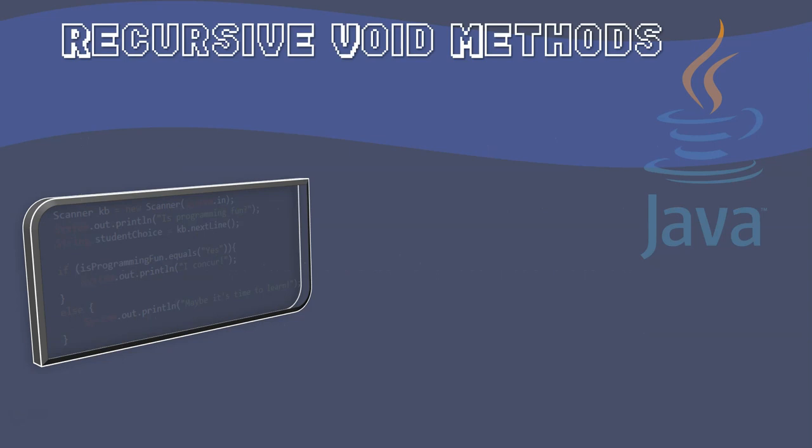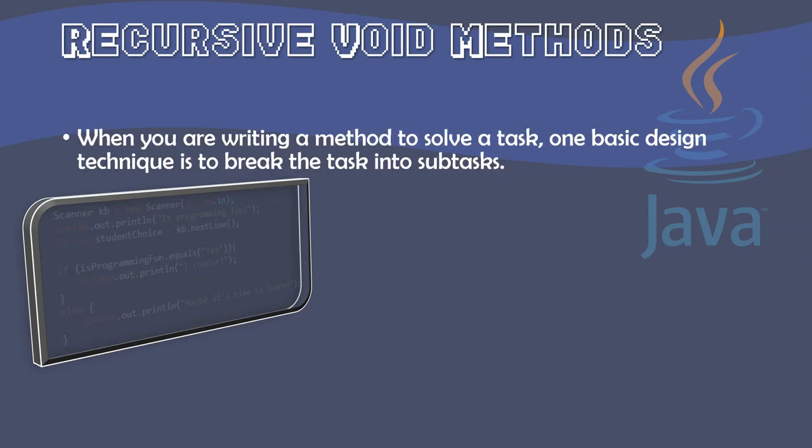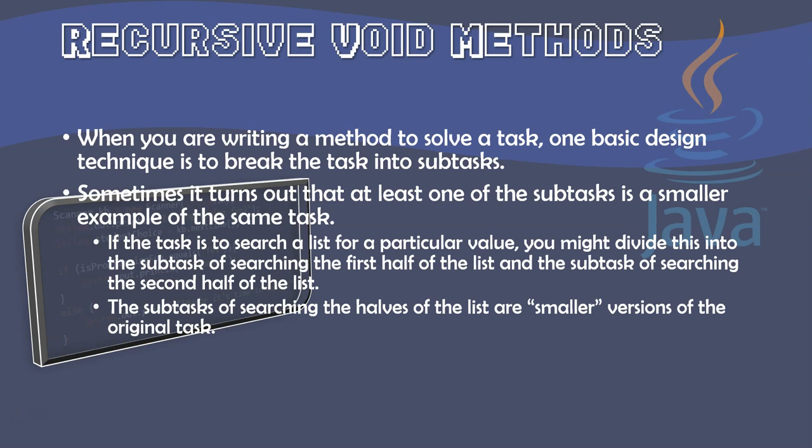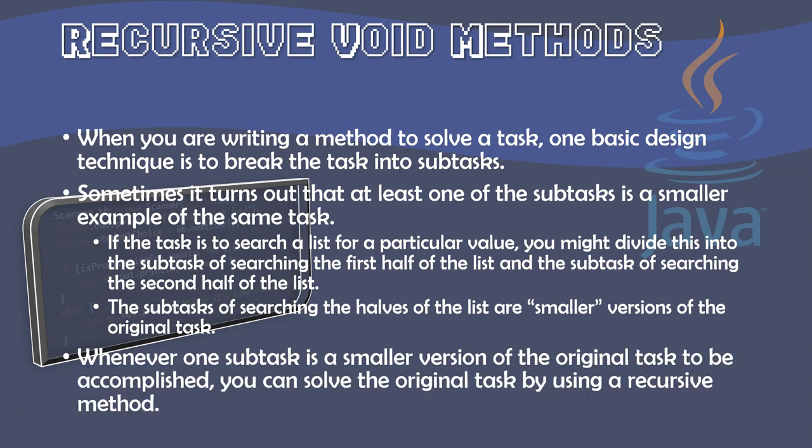So let's start by looking at recursive void methods. When you're writing a method to solve a task, one basic design technique is to break that task into smaller subtasks. Sometimes it turns out that at least one of the subtasks is a smaller example of that same task. If the task, for example, is to search a list for a particular value, you might subdivide this task into searching the first half of the list and searching the second half of the list. The subtasks of searching the halves of the list are therefore smaller versions of that original task.